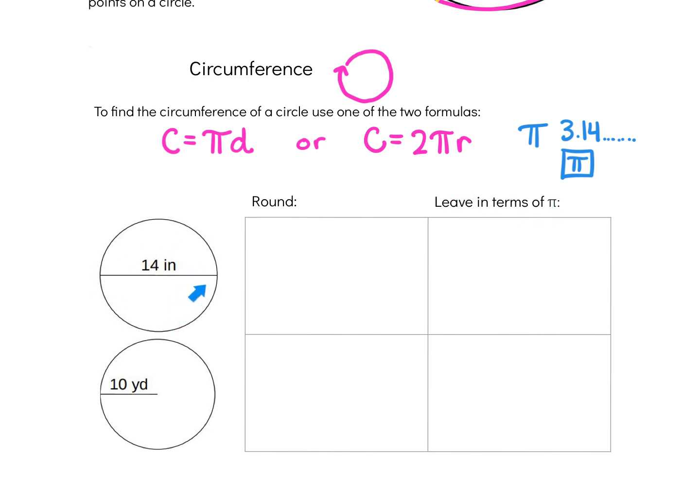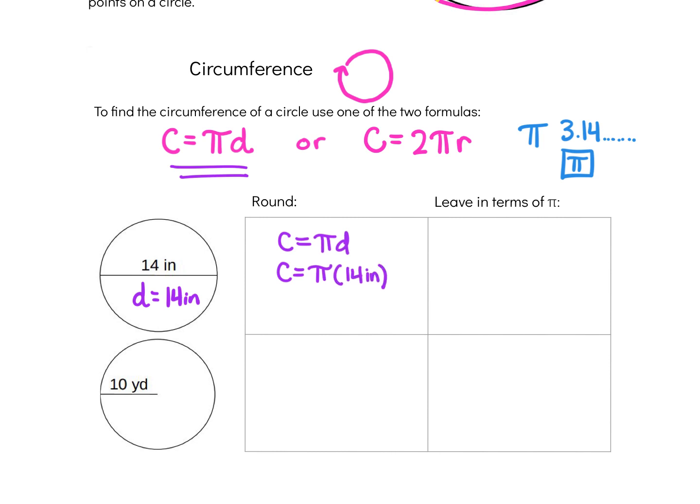So if we look at this circle right here, we have a line. It's all the way across the circle and goes through the center. So this is the diameter. So we know that our diameter of this circle is 14 inches. So I am going to use the formula that includes diameter. So the first thing we're going to do is write the formula. This is step 1. The second step is to plug in what you know. So we have C, or circumference, equals pi, and then our diameter is 14 inches.